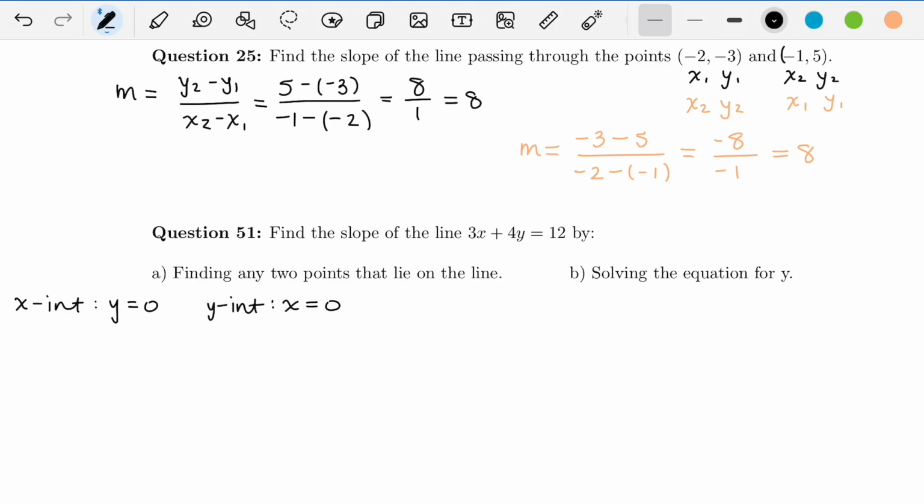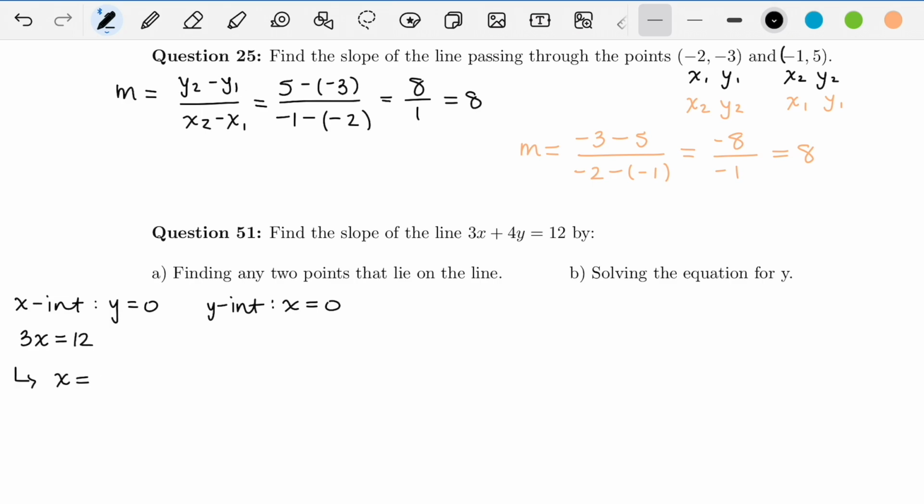So for our x-intercept here, we're going to set y equal to 0. So we're going to plug in 0 to this guy, and this whole term is going to go away. We're just going to be left with 3x is equal to 12. Now solving for x, this is going to give us x is equal to 4, and so our x-intercept is going to be 4, 0.